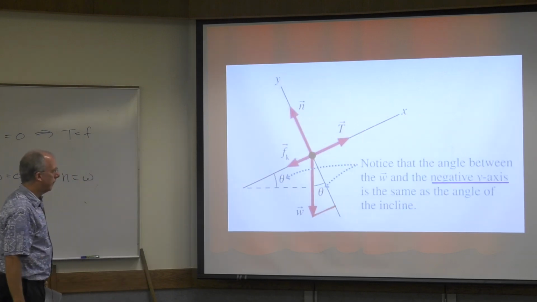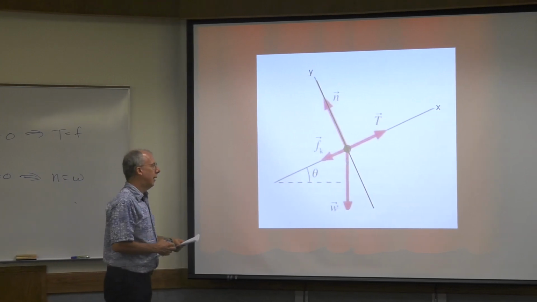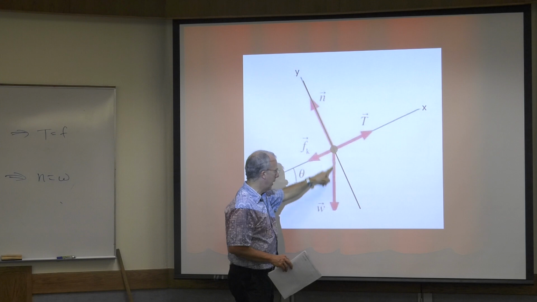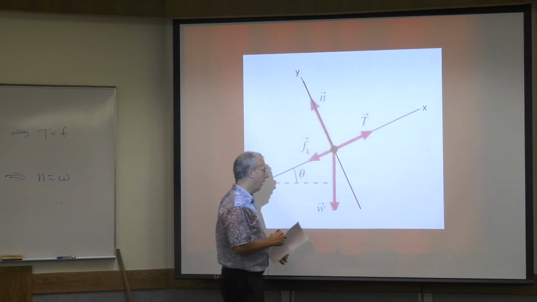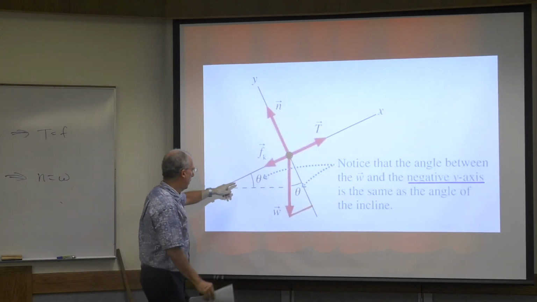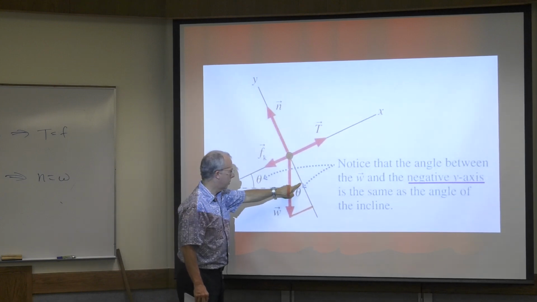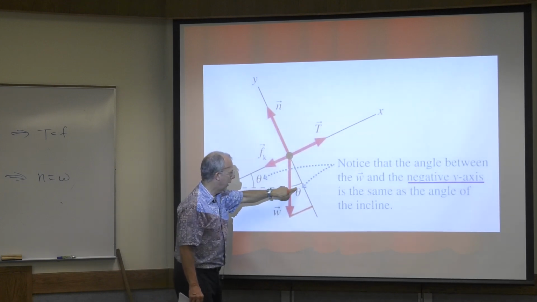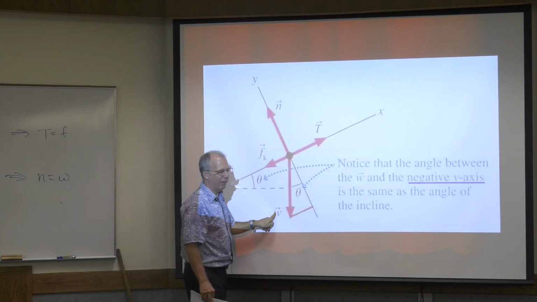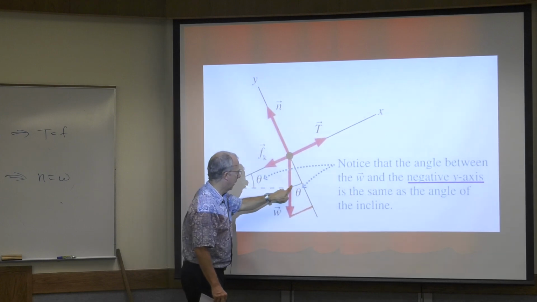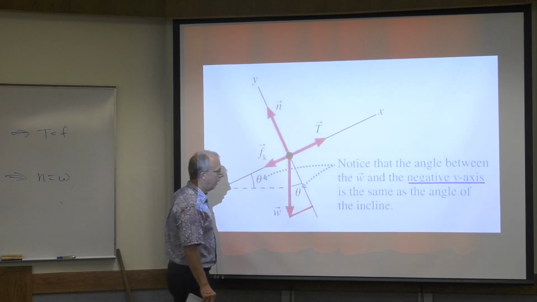Now, there's something incredibly important. When we resolve this vector here, we're going to have to know what this angle is, right? And so here's the answer. This angle is always equal to this angle. So you notice that this angle here is the angle between the new y-axis and this W. This is the weight vector, by the way. So it's this angle between the new y-axis and the vector.